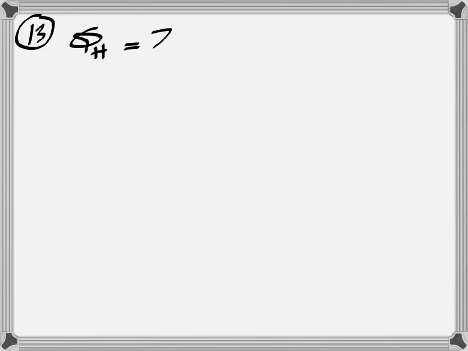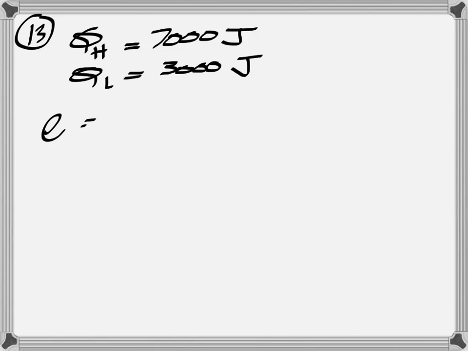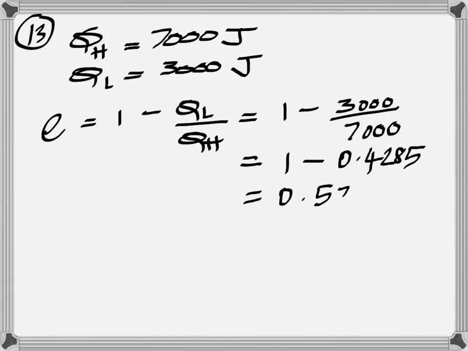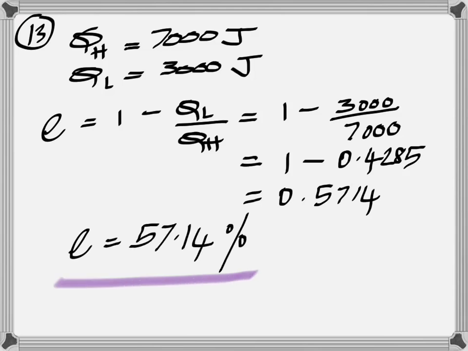Number 13. QH is 7,000 joules. QL is 3,000. And efficiency is 1 minus QL by QH. It's 1 minus 3,000 by 7,000. Simply calculate. Yeah, you get 0.5714, which is 57.14%. Okay.